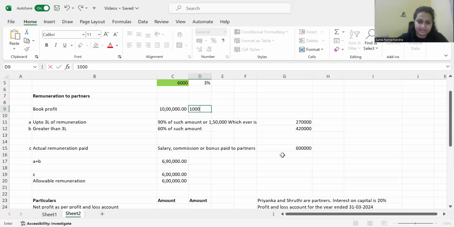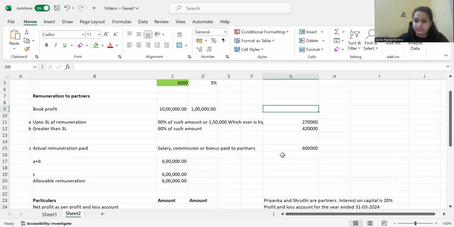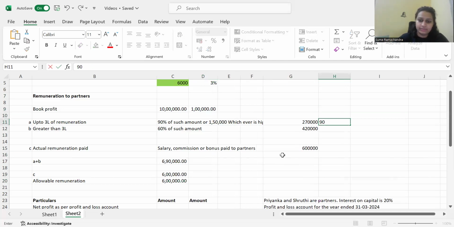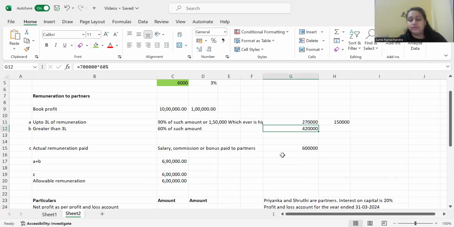Let it be 10 lakh rupees, this will be 1 lakh rupees. So if this is 1 lakh rupees, the amount that I'm supposed to take here will become 90,000 or 1,50,000, whichever is higher. So I'm going to consider 1,50,000. There is no amount that is greater than 3 lakhs, so this will become nil.